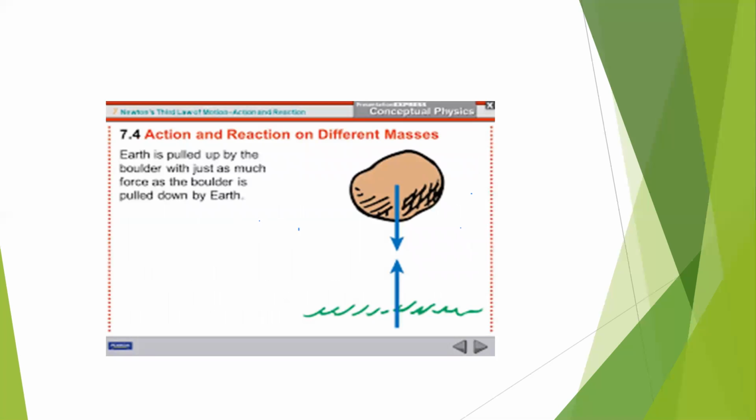See here, action and reaction are on different masses. Always remember that action and reaction take place on different bodies. It is not on the same body. You can understand with the example of football kicking. Action is on the football, reaction is on your leg. So action and reaction are on different masses. Similarly, the earth pulls the stone we have taken, and the stone will also exert force on the earth.